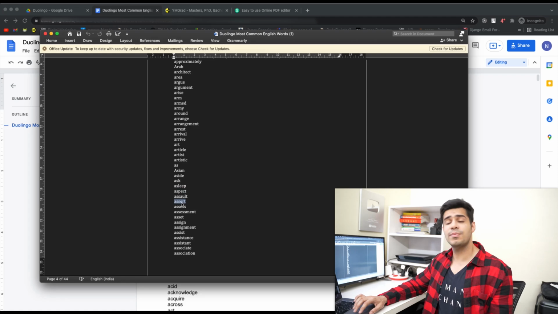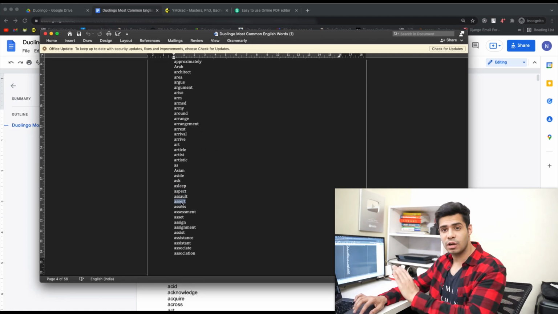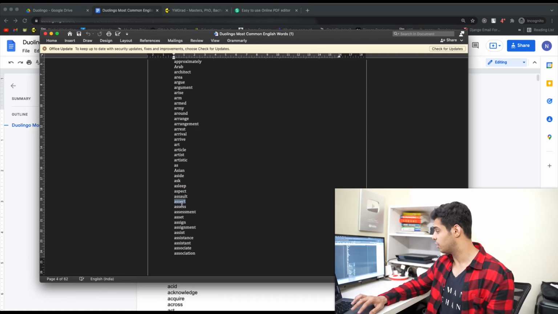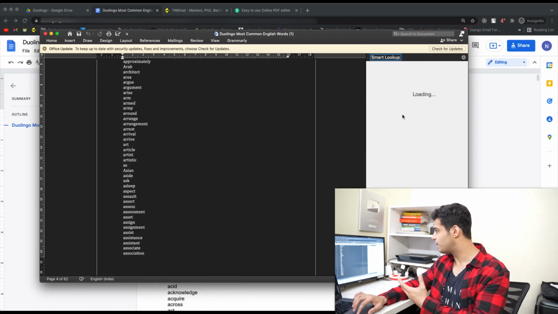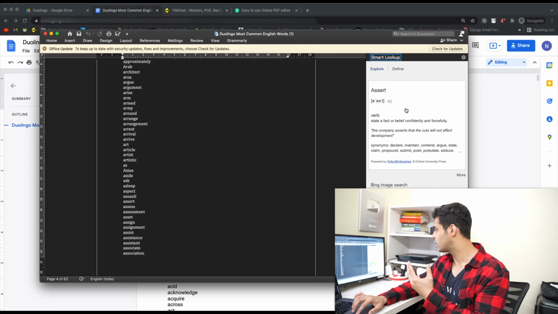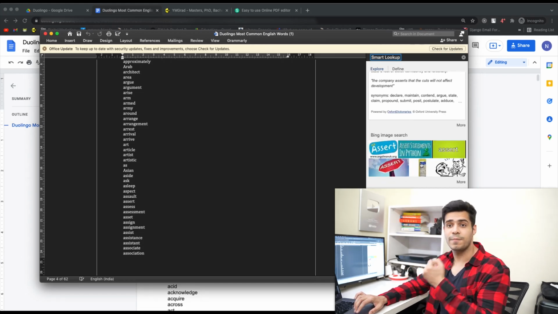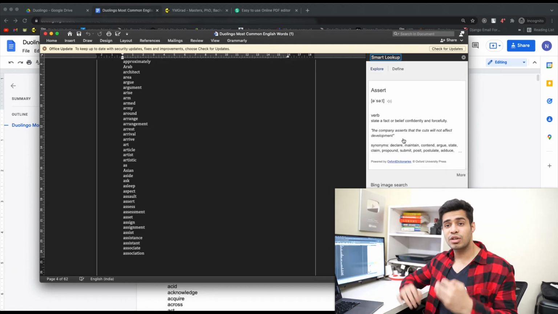But let's say that, okay, for some reason you do not know the meaning of this particular word, right? I'm just giving you an example. What you can do is you can select this word, then you right click and you say smart lookup. Okay, once you do that, it will look up the word, it will get you the meaning, it will get you the sample sentence, and it will get you some images for it. So what this basically does is it makes your life easier.